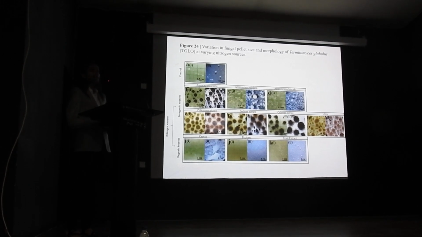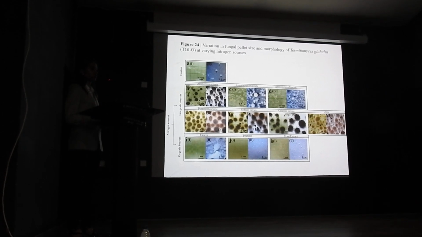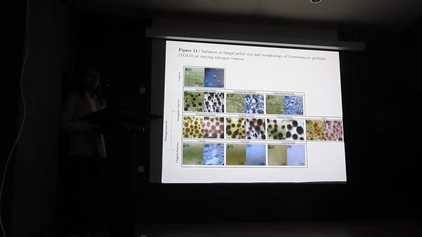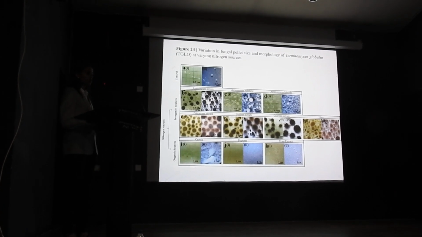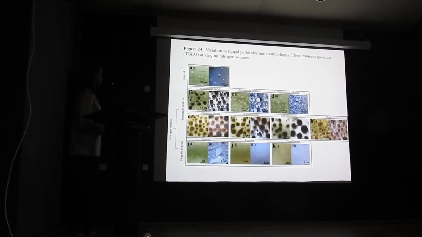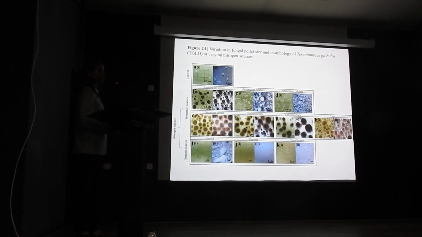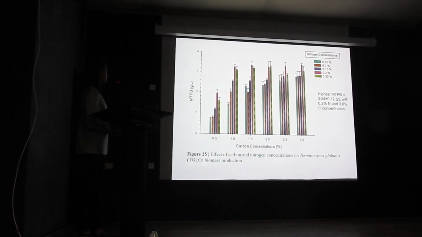It was seen that nitrates were a good source for producing the black pigmentation in Termitomyces. So the combination of xylose, maltose and nitrate as nitrogen source can be used for melanin or black pigment production in these Termitomyces. And you can see the poor production of pellets in the nitrogen rich medium.